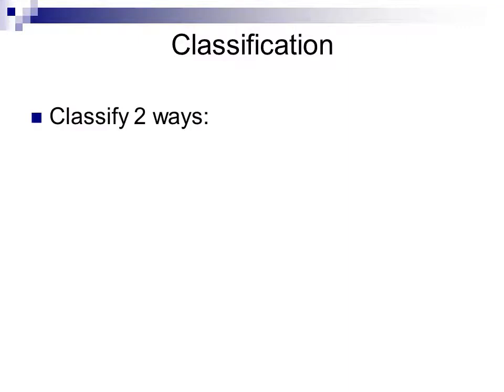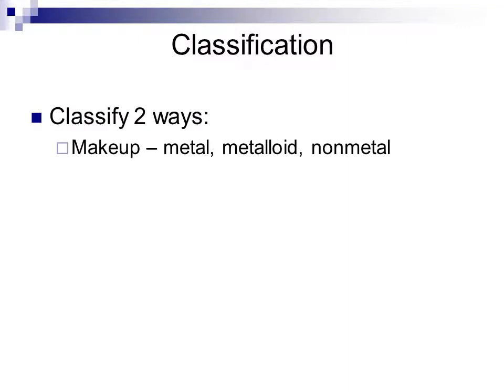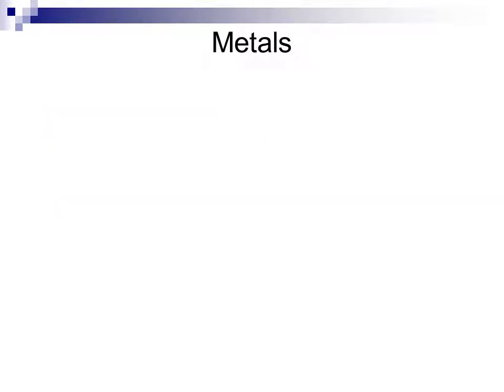In classification, there are two ways that we can classify the periodic table. We can classify it by its makeup, whether the elements are considered metals, metalloids, or nonmetals, and we can classify by what we call main group elements versus transition elements.